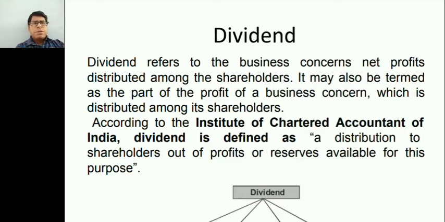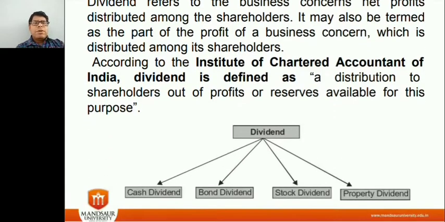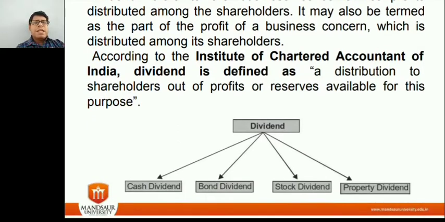Now, what is the most important thing? As per the ICAI, dividend is defined as the distribution of profit to its shareholders out of its profit or reserves. Dividend may be paid in any form, but 99% of the time it is paid in the form of cash dividend. Due to certain conditions, it is paid in the form of bond dividend, stock dividend, or property dividend, due to the problem of liquidity and liquidity crisis.